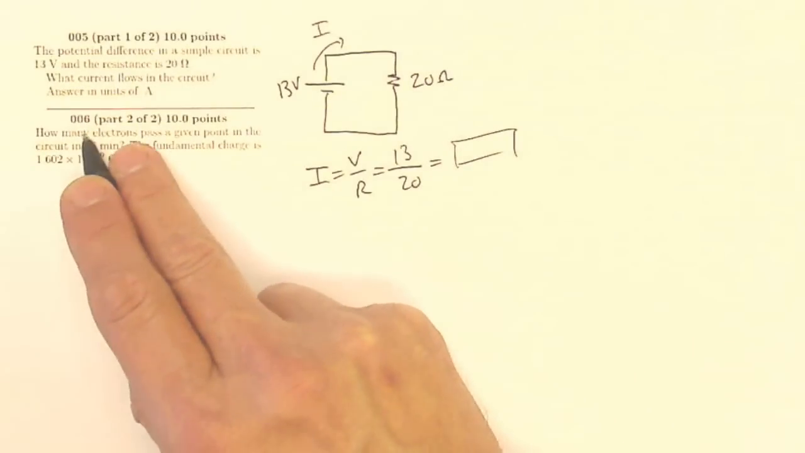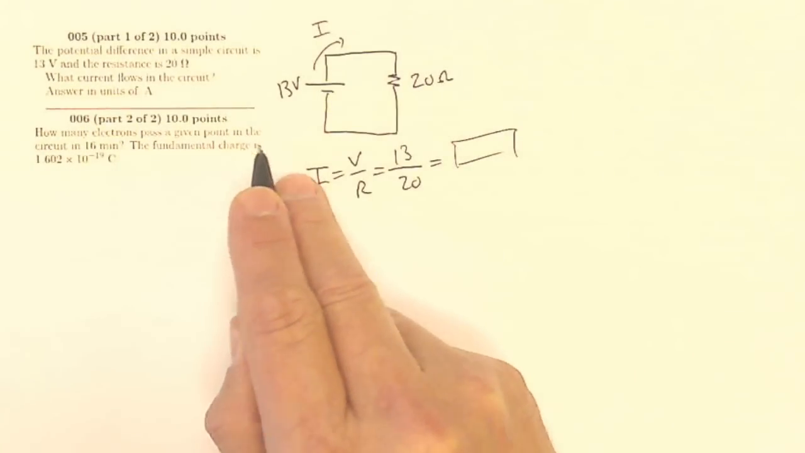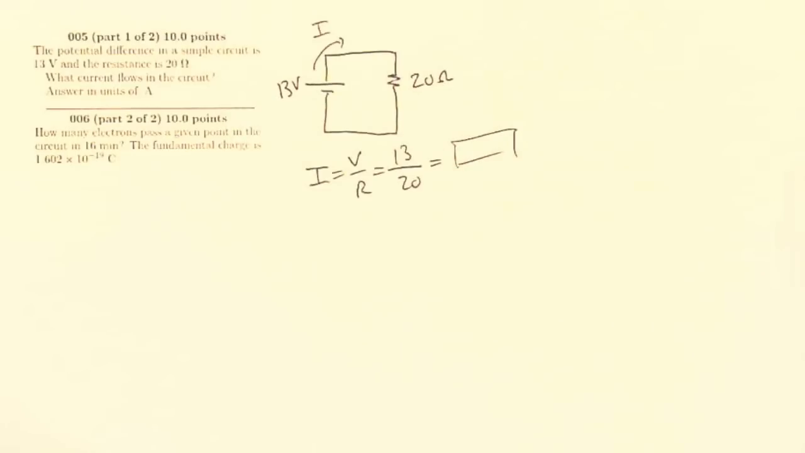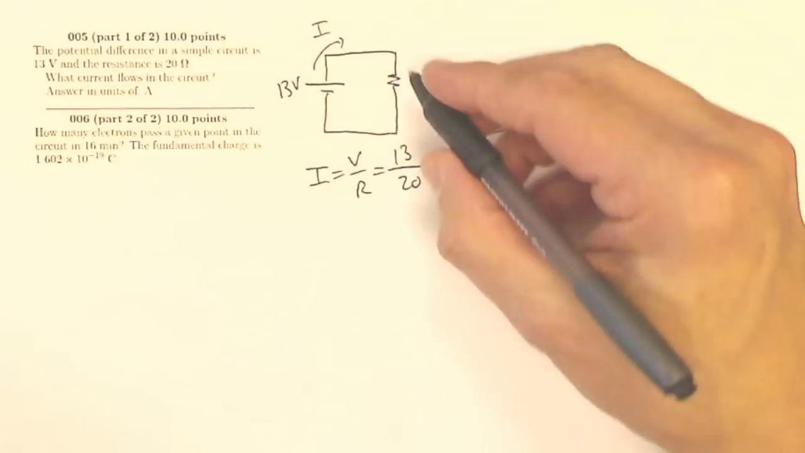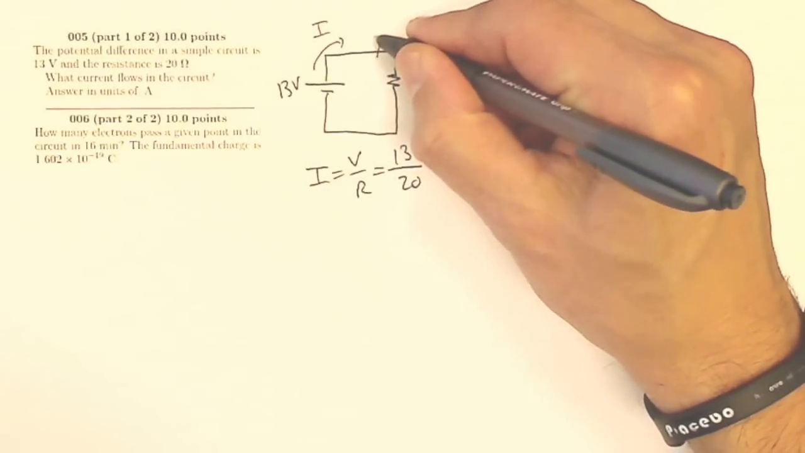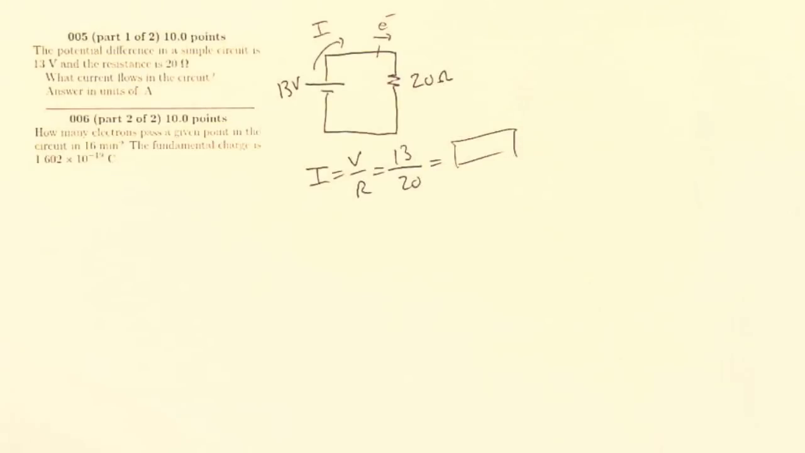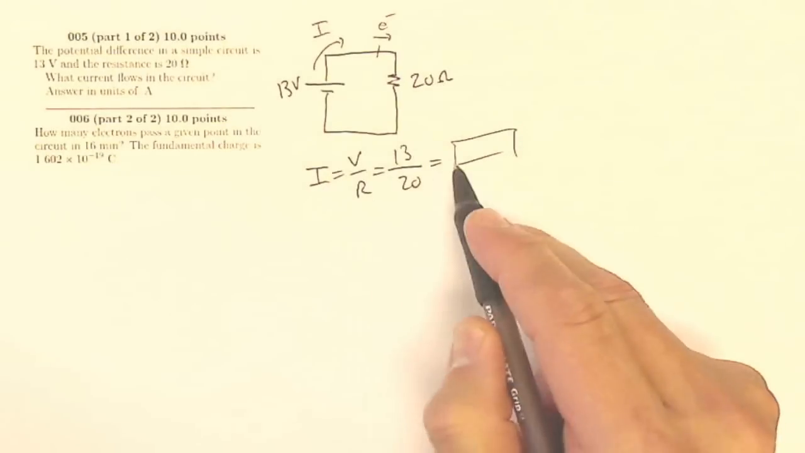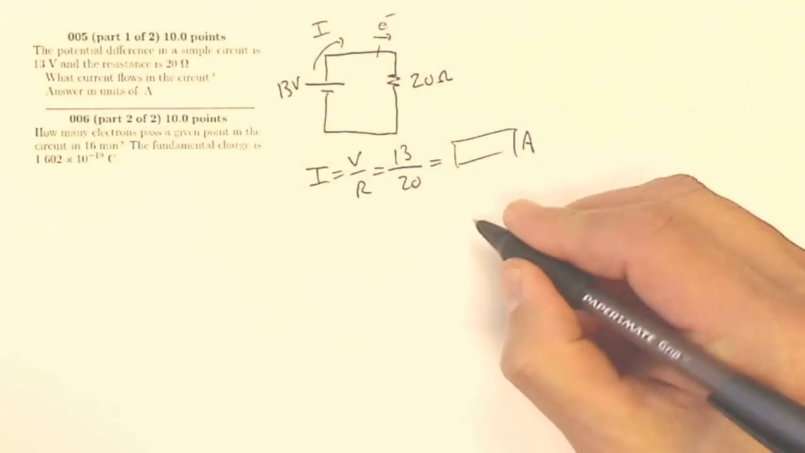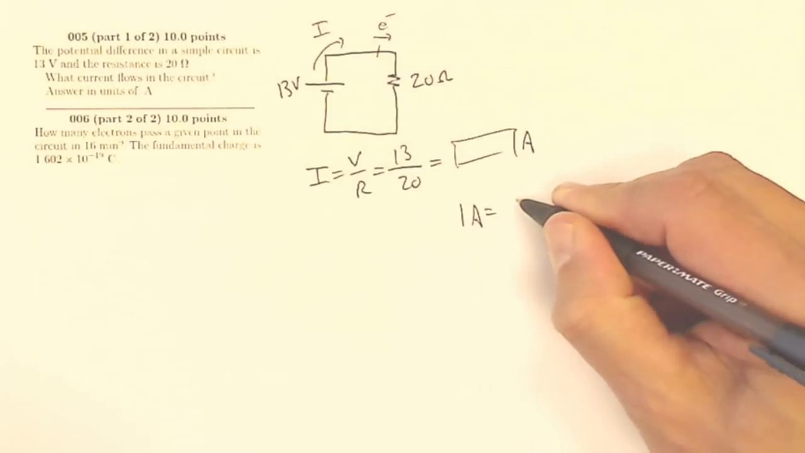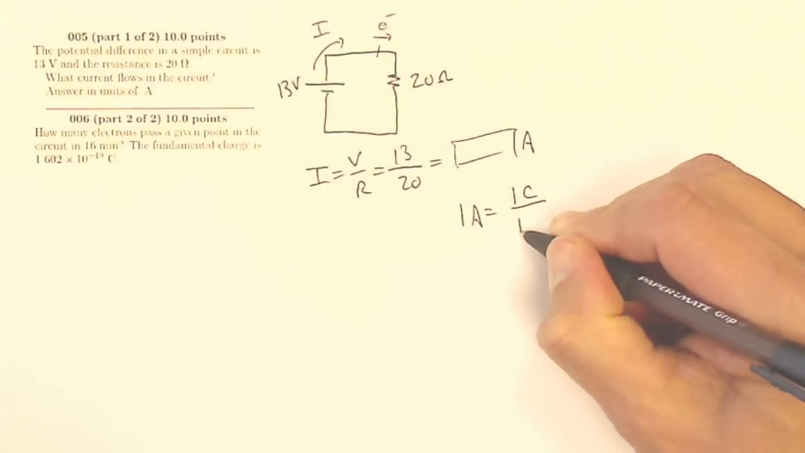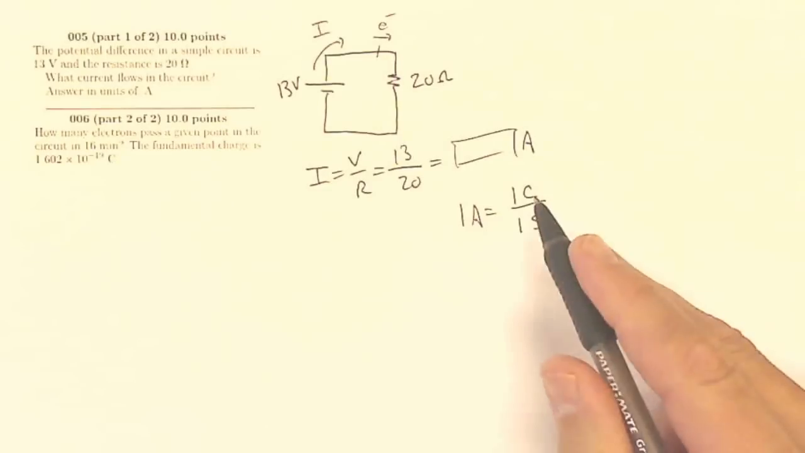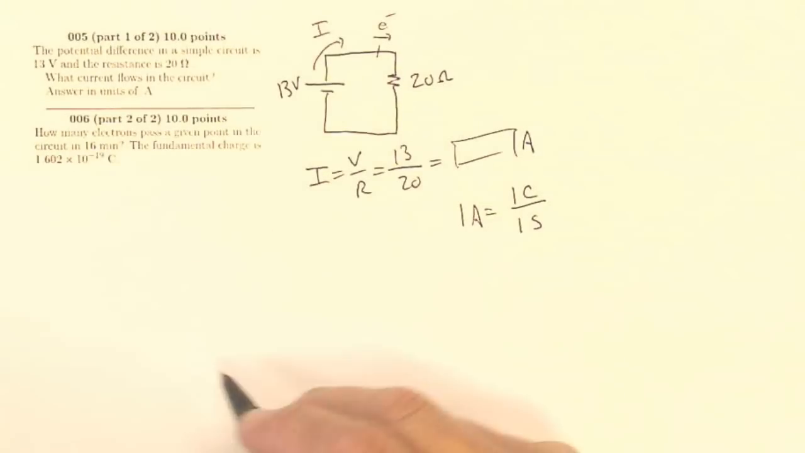Question number 6 says, how many electrons pass a given point in the circuit in 16 minutes? Well, that's kind of strange. So if I just want to look at this one place right here, I want to know how many electrons are passing by there. Well, I know my current in so many amps. Well, I know that 1 amp is the same thing as 1 coulomb passing by in 1 second. So I'm going to use that information and start with 16 minutes.